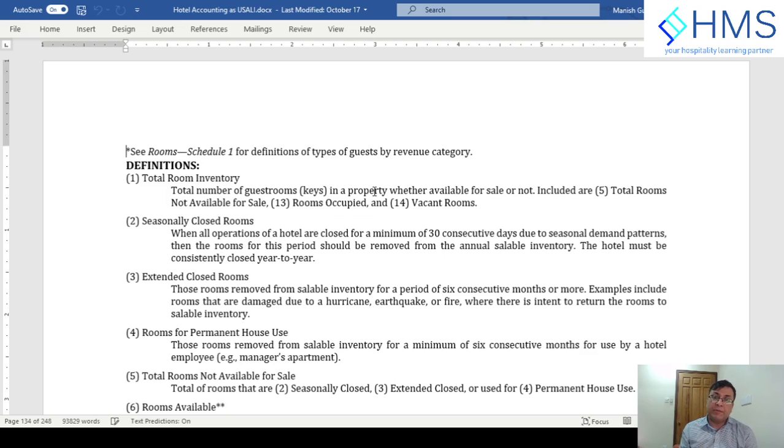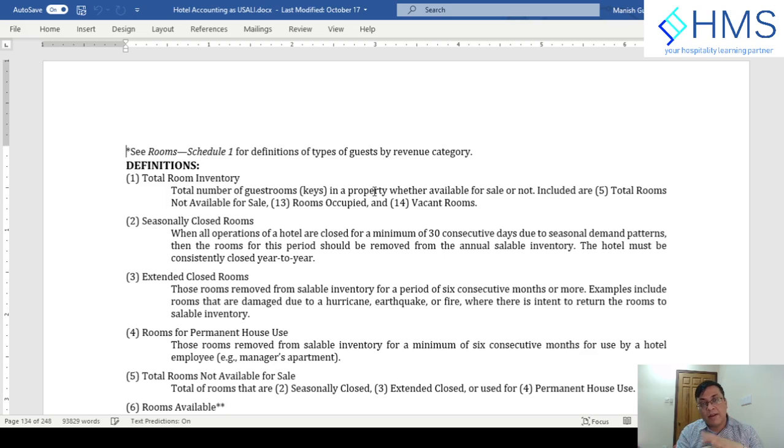But the extended room closure is not every year, it's ad hoc. Maybe because of any calamity, or maybe because of the renovation that we are planning, but the minimum number of days to close for that particular reason is 6 months in order to remain consistent.